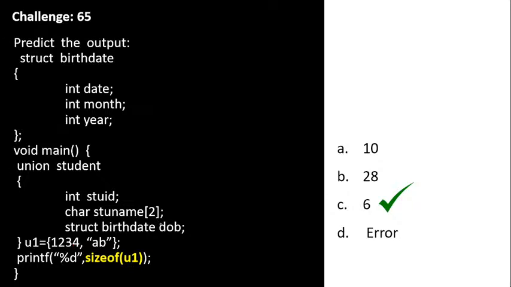Yeah, I know what you're doing. You're taking this as 6 plus 2, 8 plus 2, 10. Okay, so whichever member has the maximum size, that is what you have to take. I hope you have understood this.